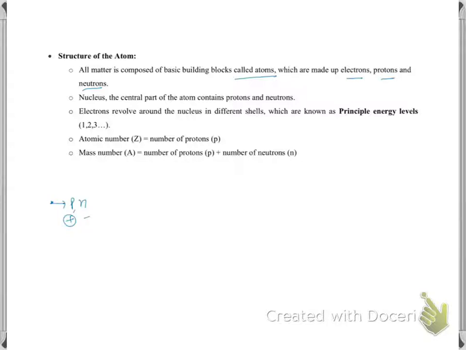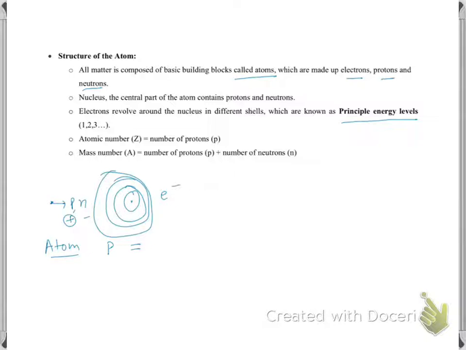And where are the electrons? Electrons are revolving around the nucleus in these different energy levels, which are also known as principal energy levels. And electrons are negatively charged. An atom is neutral. Why? Because the number of protons is equal to the number of electrons. Protons are positively charged, electrons are negatively charged.